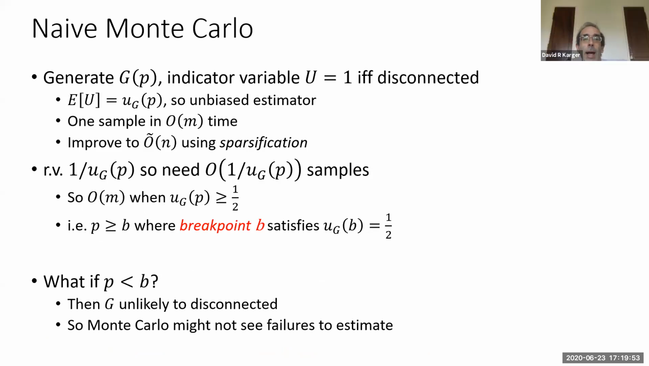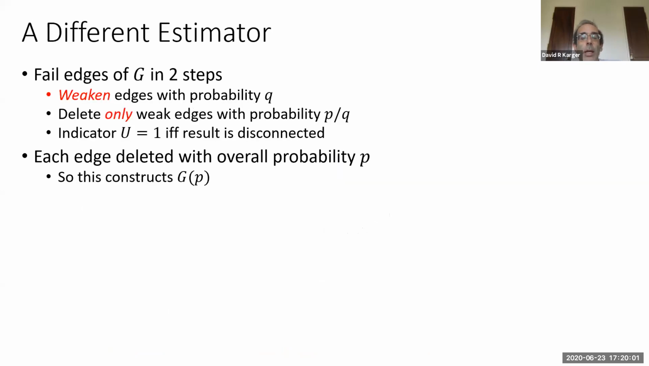Will do. So as I mentioned, if the reliability is large, then you use this naive Monte Carlo method. If it's small, we use a different estimator, which I can present as just a variant of the first one. So the naive method is to just try deleting every edge with probability P. What I'm going to do instead is do this in 2 stages. First I'm going to weaken edges with probability Q, and then I'm going to delete them with probability P over Q. So you can see that this is exactly the same procedure, and it has the same probability of producing a disconnected graph. So I could use this as my unbiased estimator.